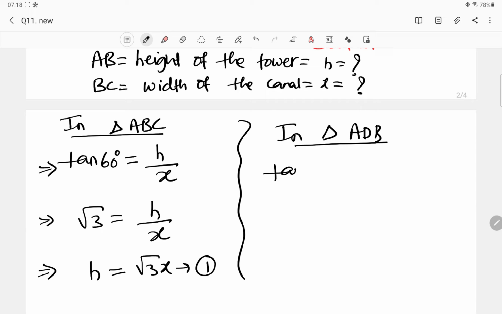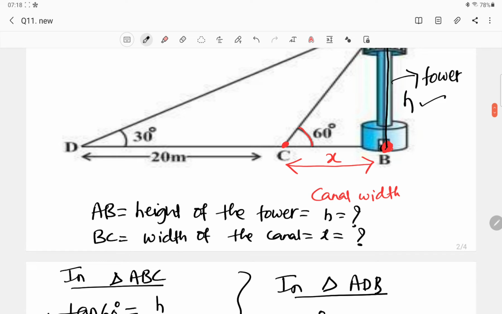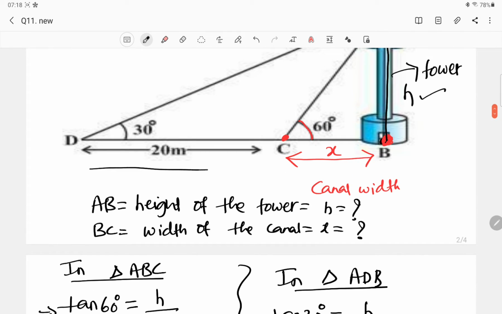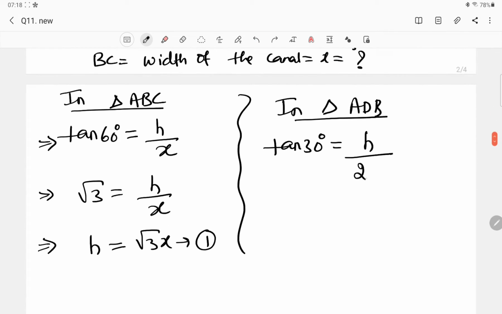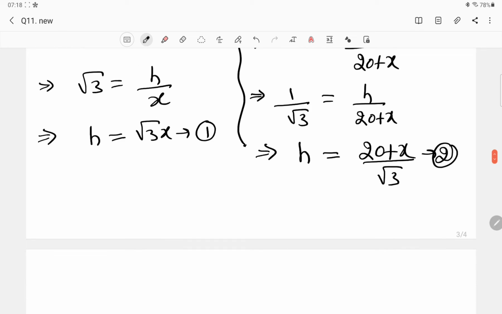In triangle EDB, if we apply tan 30 degree, what does it become? Opposite is h, so h divided by the adjacent. Adjacent is 20 and another x, 20 plus x. So tan 30 is 1 by root 3, and 1 by root 3 is equal to h divided by 20 plus x. I'll keep h there and bring 20 plus x this side. So h is equal to 20 plus x divided by root 3, and let me call it equation number 2.